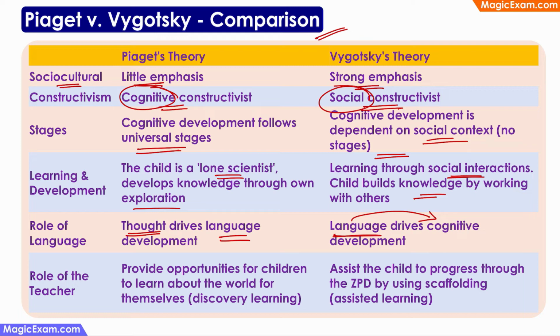And the last one is the role of the teacher. Piaget says that the teacher should just provide opportunities for children to learn about the world for themselves. That is, he talks about discovery learning, where the teachers are relatively hands-off and they allow the child to experiment and learn things on his or her own. Whereas Vygotsky uses the concept of ZPD, where he says that the teachers should provide that scaffolding or support. He talks about assisted learning, where children learn through the assistance provided by the teacher. So these are the differences between Piaget and Vygotsky's theories.